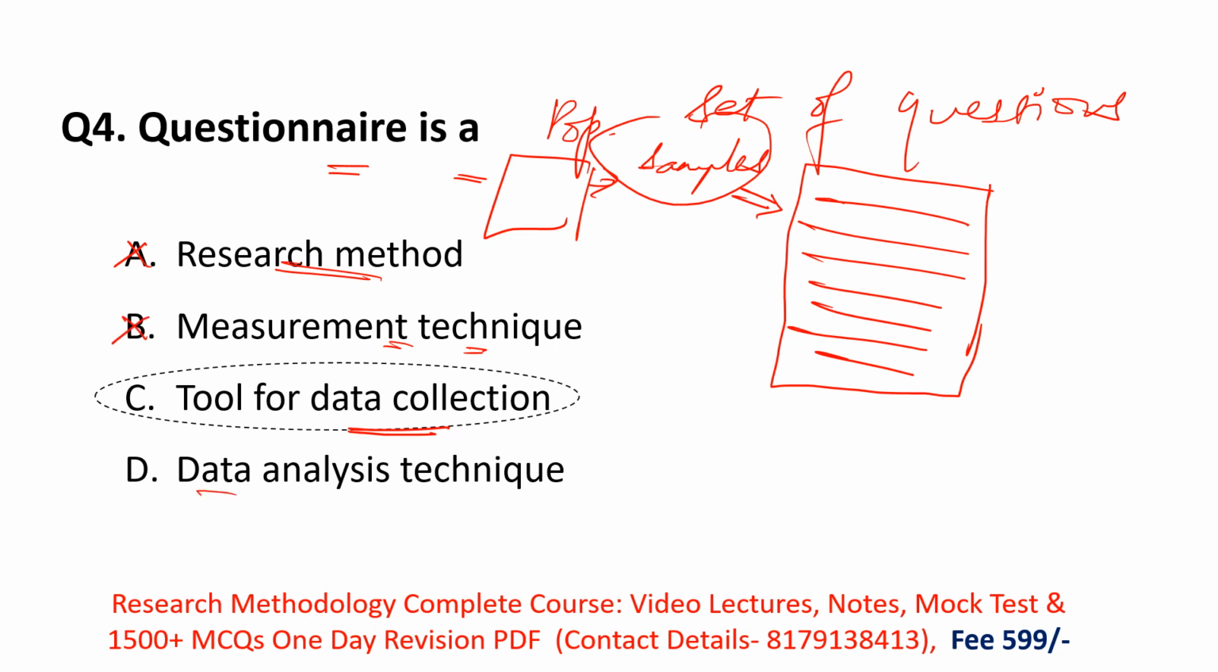Then option D, data analyzing technique. No, you are not analyzing, you are just collecting data. So here option D is also incorrect. So the correct option is option C, a questionnaire is a tool for data collection.